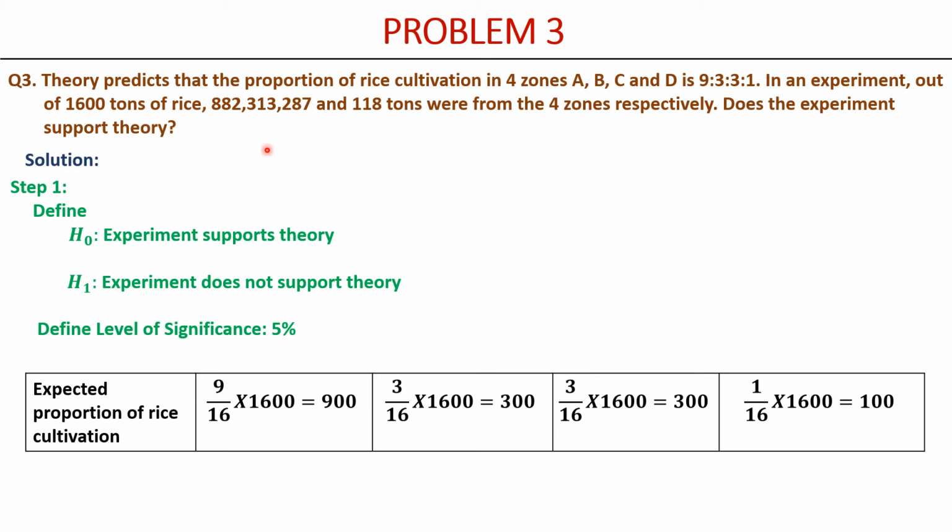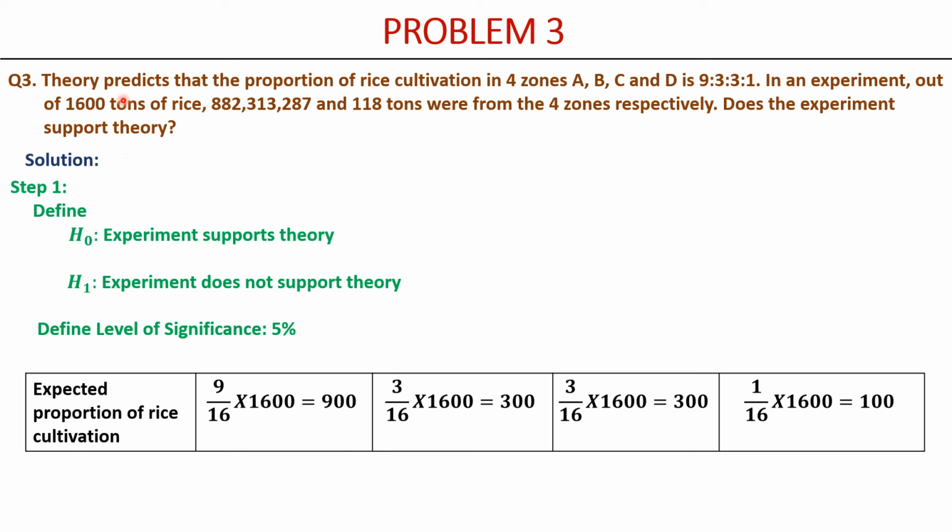Let's look at problem number 3. Theory predicts that the proportion of rice cultivation in 4 zones A, B, C, and D is 9 is to 3 is to 3 is to 1. In an experiment, out of 1600 tons of rice, 882, 313, 287, and 118 tons were from the 4 zones respectively. So, does the experiment support theory?